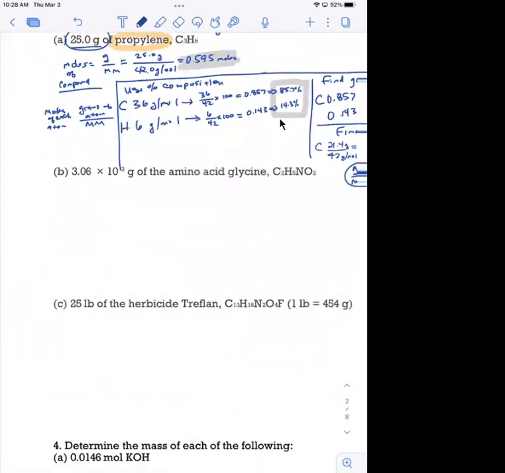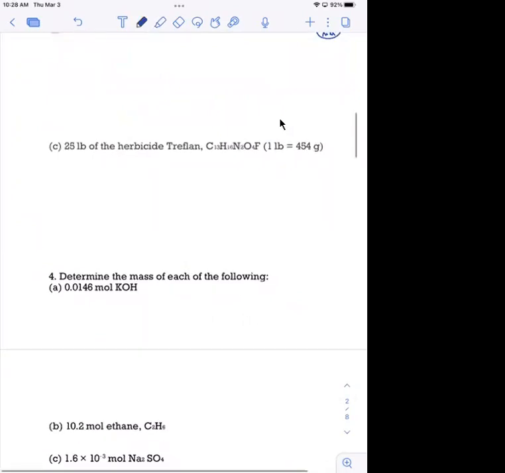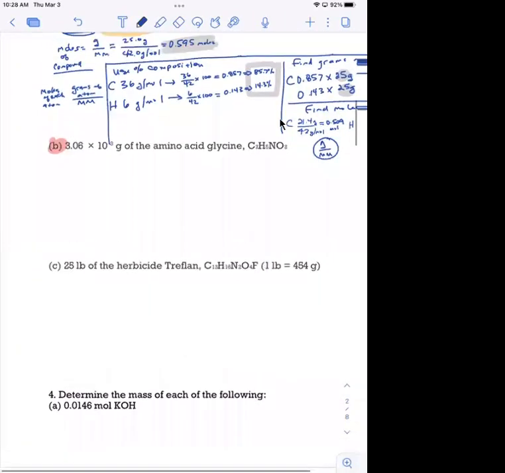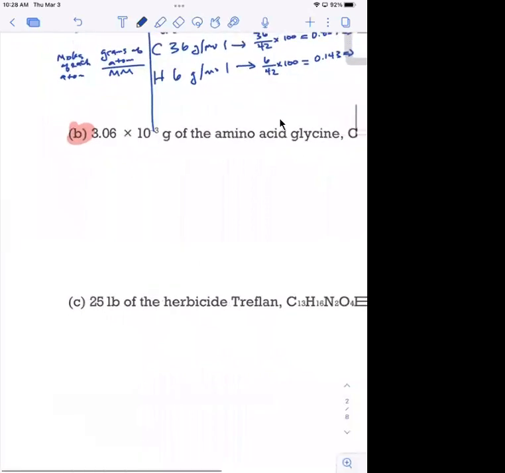I want you to do B. I want to do C with you because it's got some big numbers, and then we'll move on to the next question. So this is on you, but you're going to set it up the same way. First, find the moles of compound, then use percent composition to find the percentages of each one of the atoms. And from there, you can find the number of moles.